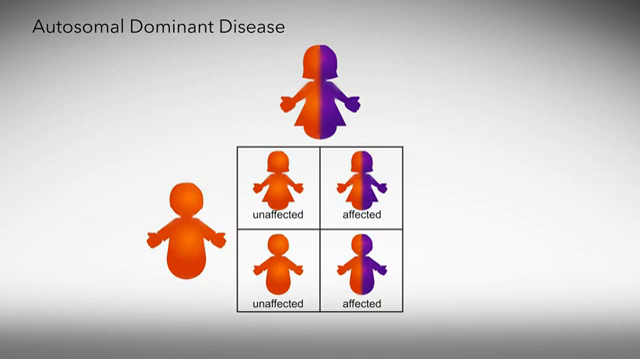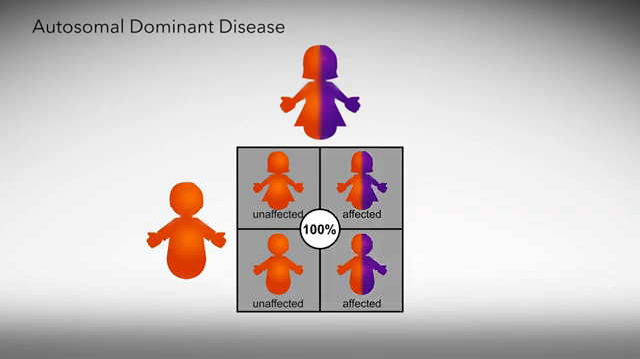If one parent has 1 mutated copy and the other parent is healthy, there's a 50% chance of having a healthy child and a 50% chance of having an affected child with 1 mutated copy. If at least one parent has both copies of an affected gene, all children will be affected.